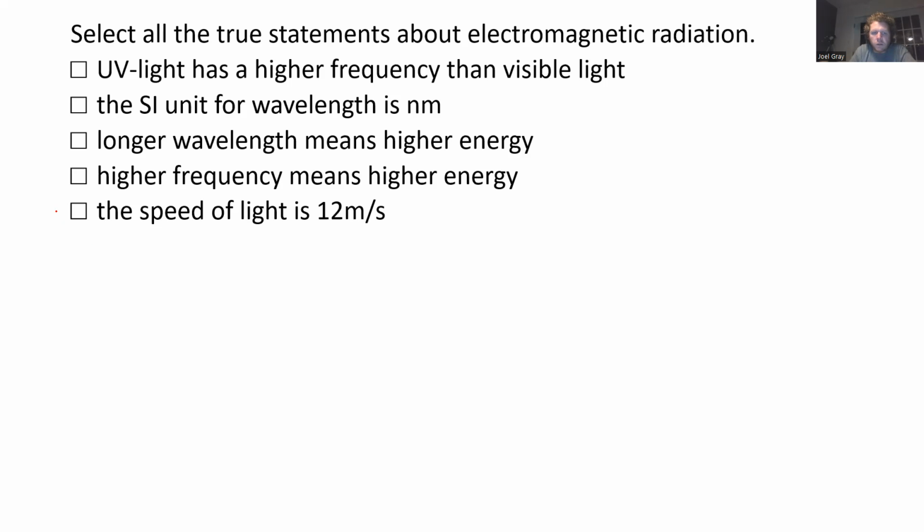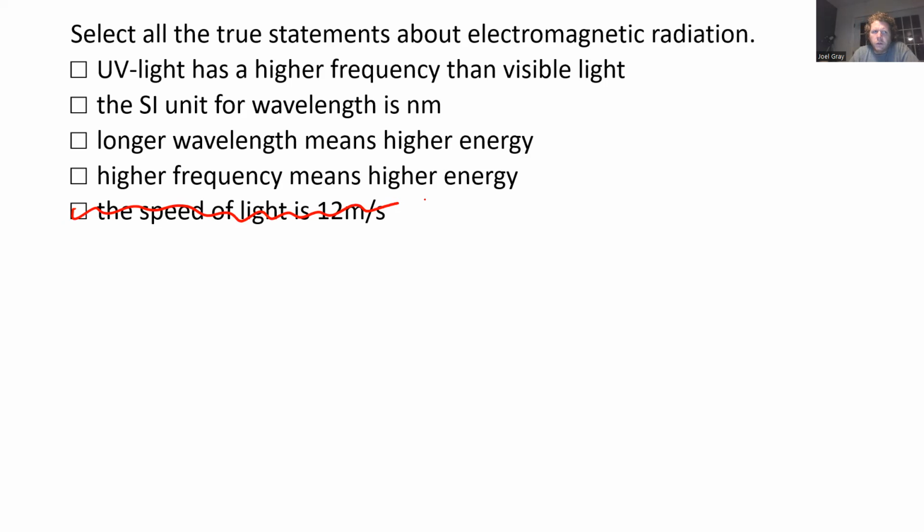Now, the first thing I'm going to do is immediately get rid of this one right here, because the speed of light is 3 times 10 to the 8th meters per second. It's 3, what would that be, 8 zeros? So we're talking about 300 million meters per second. So it's much faster than 12.